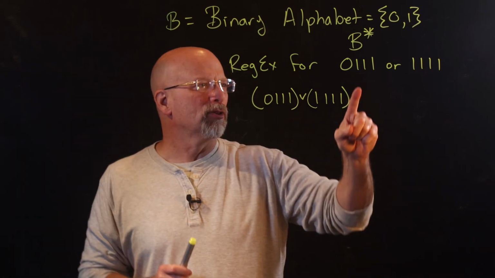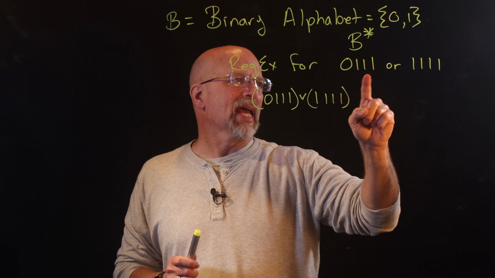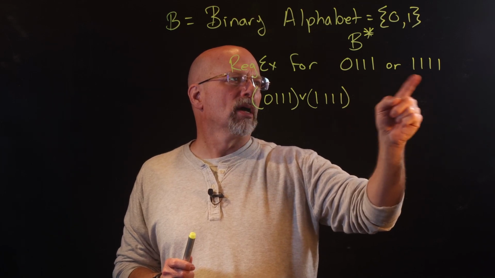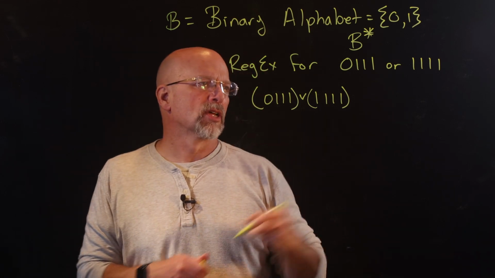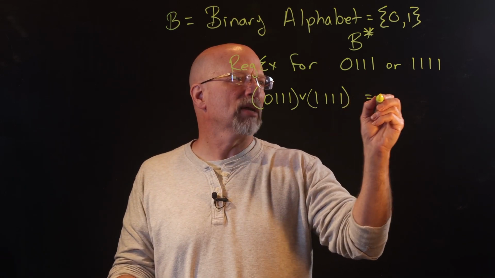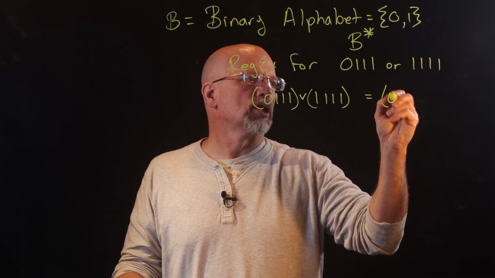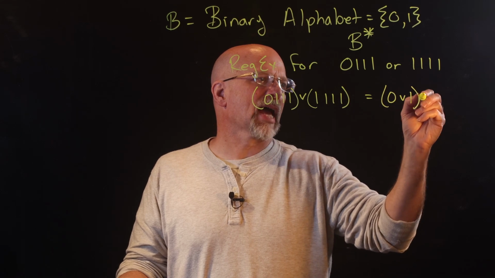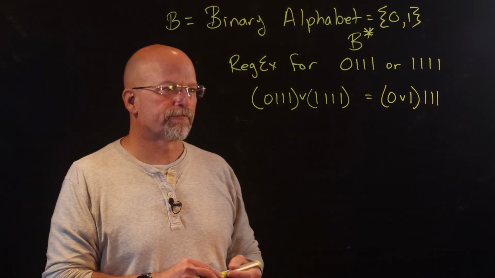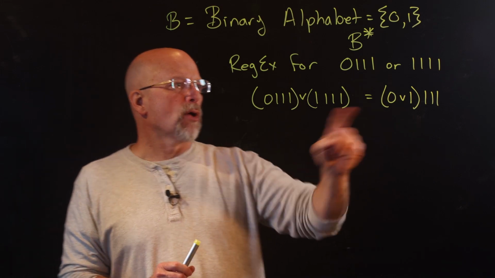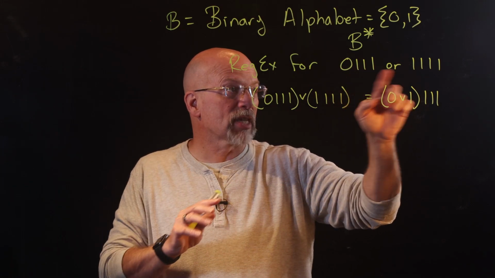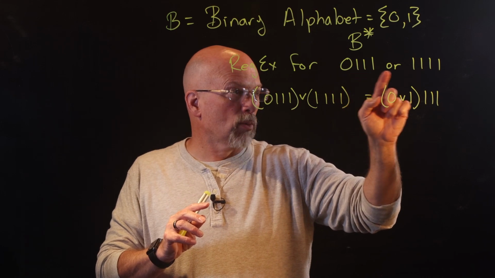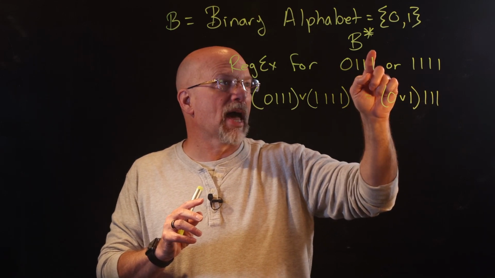Well, not really. If you look at this, we actually have two strings that both of them end in three ones. So this actually could be written as 0 or 1 concatenated with three ones. Okay, all right. And so both of these regular expressions will pull the regular set of 0111 or 1111 out of B star.